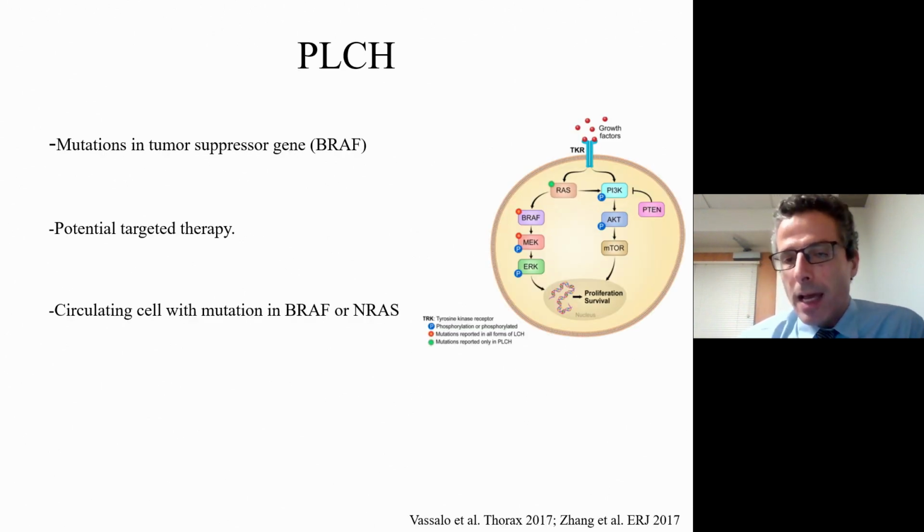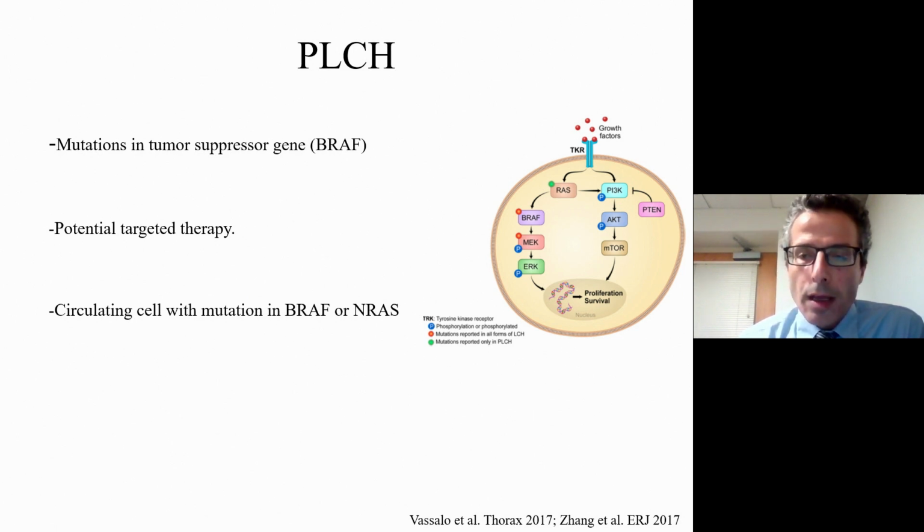So similar to LAM, more recently we figured out that LCH is actually linked to mutations, most commonly in BRAF, and that has tremendous implications in how we treat the disease. Because as you may know, a lot of cancers are treated with BRAF inhibitors, the most famous being vemurafenib, which specifically targets the V600E mutation in BRAF. And it has been sporadically used in LCH with good results. It's especially effective in patients who have SIADH.